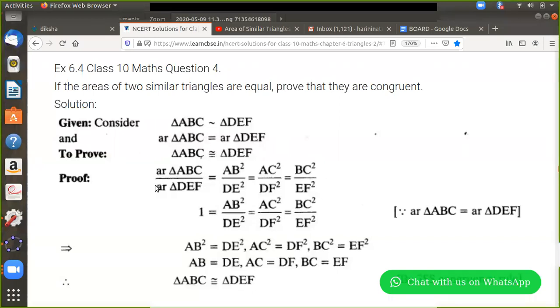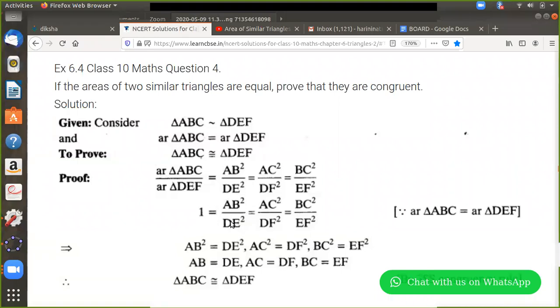Area of triangle ABC by area of triangle DEF will be AB by DE the whole square, AC by DF the whole square, and BC by EF the whole square. Now this is why I said the LHS has become 1, because the numerator and the denominator are the same. Because it is given to me, they have both same areas. So both the numerator and denominator is the same, so the fraction becomes 1. Now see, the right hand side is all squares of their corresponding sides. So when I take it as equal to 1, I will get first ratio, take it as equal to 1.